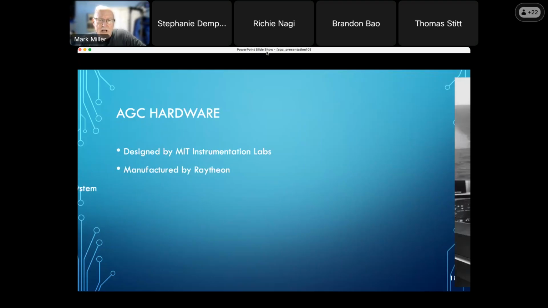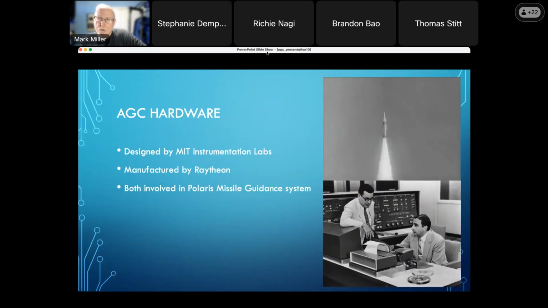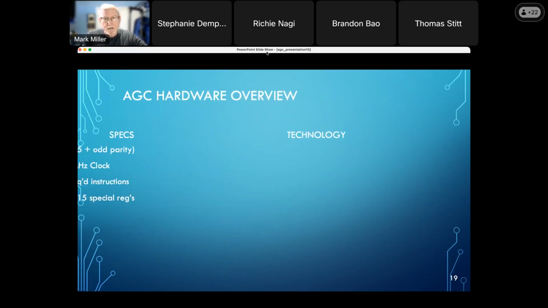It was manufactured by Raytheon. Both Raytheon and MIT had combined efforts before to develop the guidance system for the Polaris missile. That has relevance to Livermore Labs, of course, because we developed the warhead for that missile. But it was the first computer to be fully implemented with integrated circuits. NASA went to a number of manufacturers, Texas Instruments, Westinghouse, and so forth, and finally settled on Fairchild. They had a very, very rigorous testing system to test the integrated circuits to see if they would actually survive space flight. So they ultimately selected Fairchild.